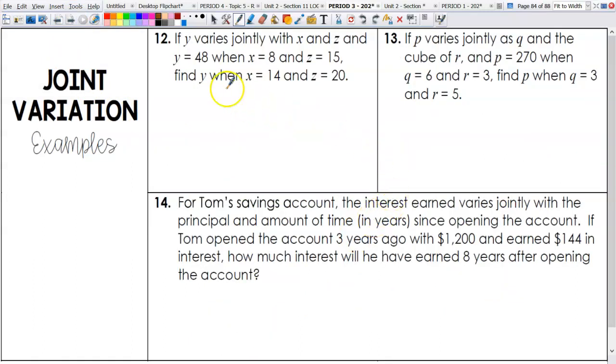So if Y varies jointly with X and Z, so that now is jointly, Y equals K times X times Z, right? And Y is 48, X is 8, and Z is 15. We have to find the K first, right? So Y is 48, K is what we're looking for, X is 8, and this is 15. So we know that 8 times 15 is 120.